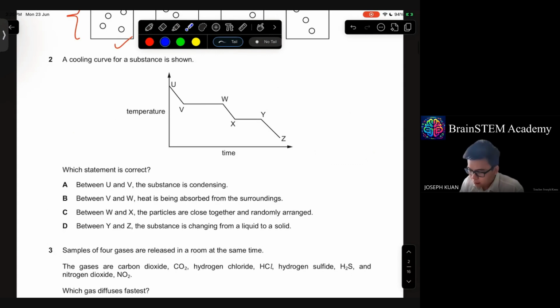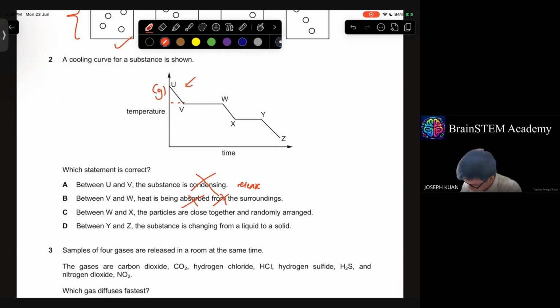Question 2. A cooling curve for a substance is shown. Which statement is correct? Now, between U and V, the substance is not condensing because this is not the condensation point. That's just cooling down a gas maybe. Between V and W, heat is not being absorbed. Instead, it is released to the surrounding because V to W is the condensation point. Right? Condensation point. It's where gases condense to liquid.